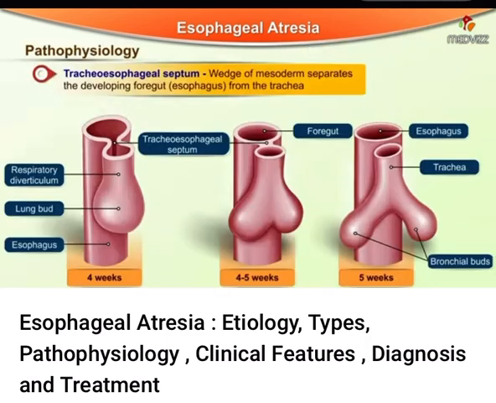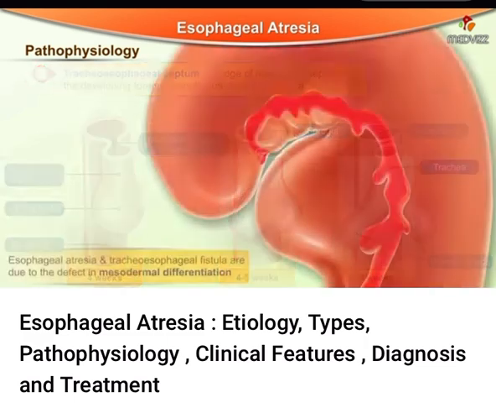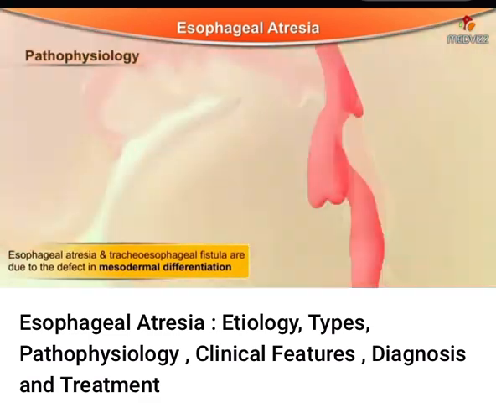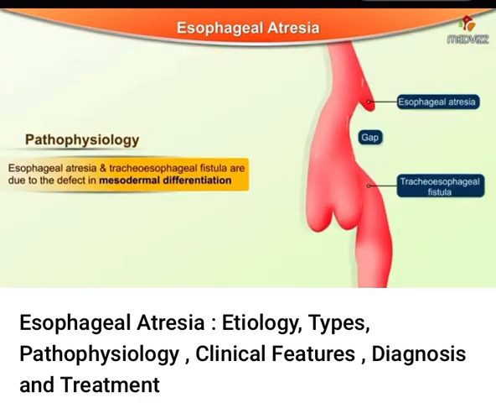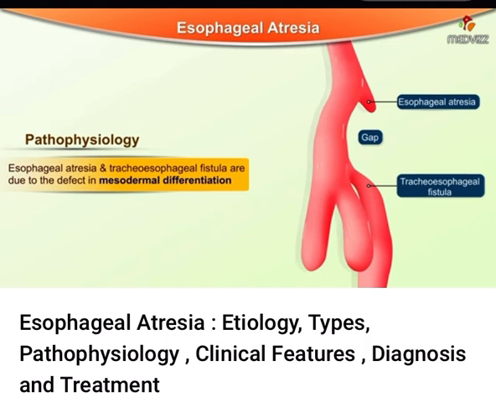So what is the pathophysiology underlying the formation of atretic esophagus? Now, brushing our embryology concepts a little bit, recall that tracheoesophageal septum, which is a wedge of mesoderm, separates the developing foregut from the trachea. Esophageal atresia and tracheoesophageal fistula are due to a defect in mesodermal differentiation.